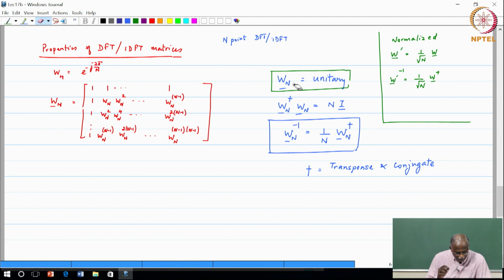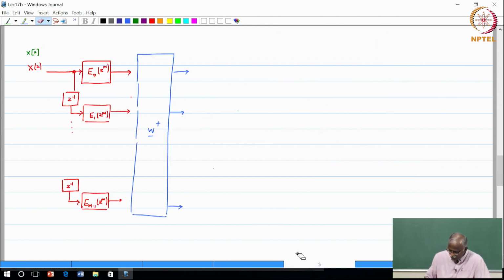Now, the task that we were asked to do is to look at this type of structure and see what happens when you replace this with the DFT matrix, not the conjugate transpose of the DFT matrix.